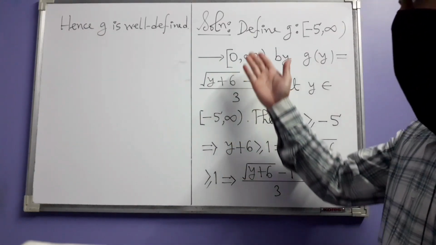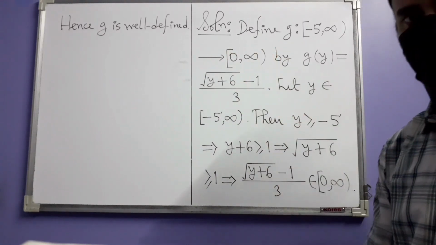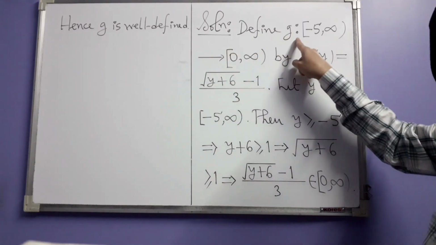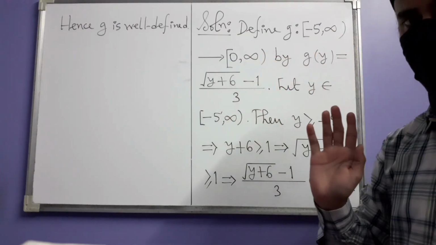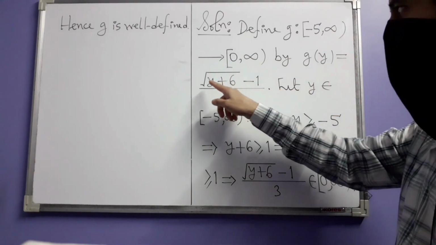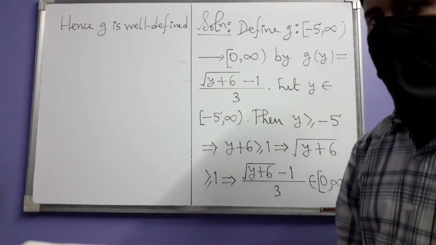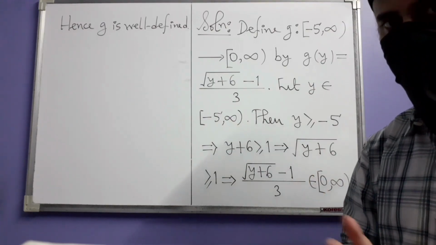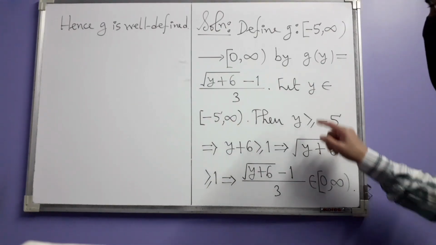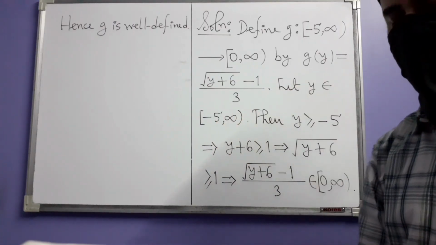So this time I start the solution more properly by actually naming the function. Define g from minus 5, infinity into 0, infinity by that given formula. G of y equals square root of y plus 6 minus 1 divided by 3. Now the first job is to show that this g is well defined, that it's a legitimate function. So we take any point y in the proposed domain minus 5, infinity.